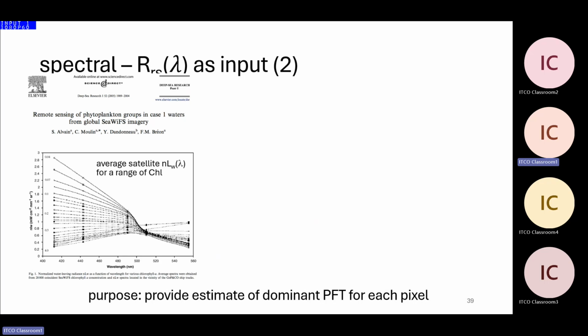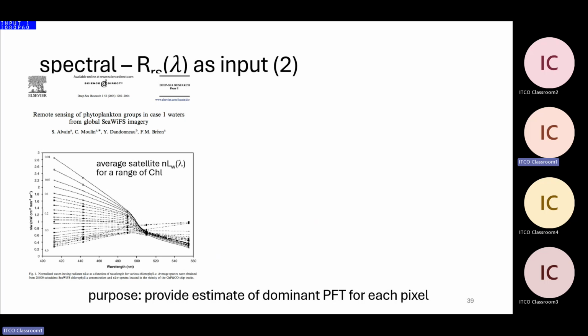So this is a good one. This was when they started. Severin Alvain and a few others were looking at how the shape of the reflectance normalized to something, in this case chlorophyll. So you basically build up a library of phytoplankton. You look at the normalized water-leaving reflectance shape, and then you normalize that by chlorophyll concentration.